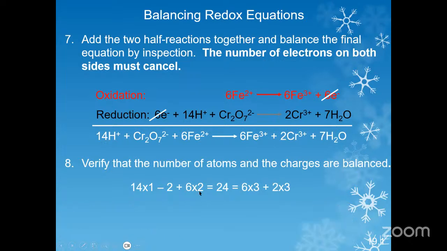So when you add up this here, the total charge on the left side would be 24. And then on the right side, you have 6 times 3, which would be 18, plus 6, 2 times 3. And 18 plus 6 will give you 24. So the charges are balanced as well. All right. And that's basically confirming that you have actually successfully balanced this redox equation.